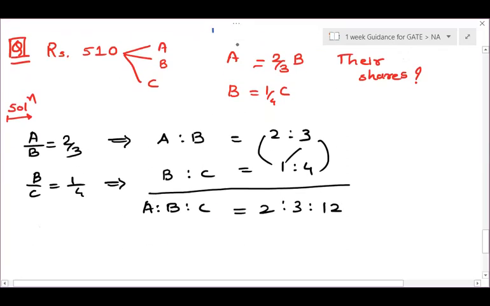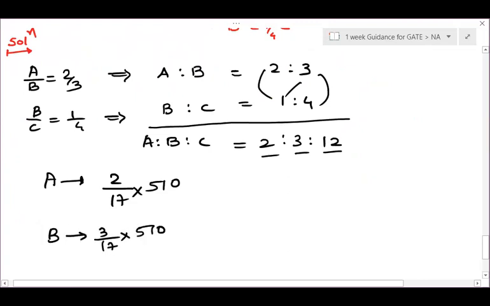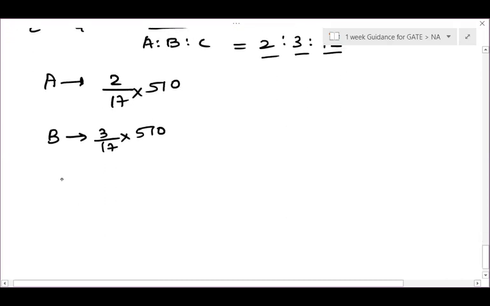Now what is your conventional method? You would assume 2x, 3x, 12x, then equate to 510 and find x, and then do all the other things. Now you have grown up, so how to do it? If you need A's share, A's share is 2 out of what is the total? Total is 12 plus 3 is 15, plus 2 is 17. So 2 by 17 of 510. Your B share is 3 by 17 of 510, and your C share is 12 by 17 of 510.